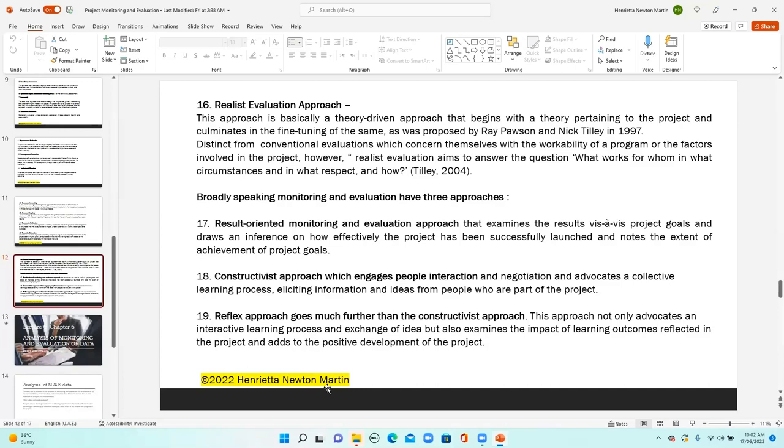I like this part. However, realistic evaluation aims to answer the question: what works for whom, in what circumstances, and in what respect and how. You see here, realistic, that is practical, pragmatic evaluation. It's not a question about the workability of a program or a project or the factors that are involved in the project. However, as we quote Tilley here in 2004, Tilley is said to have remarked that realist evaluation aims to answer the question: what works for whom, in what circumstances, and in what respect and how.